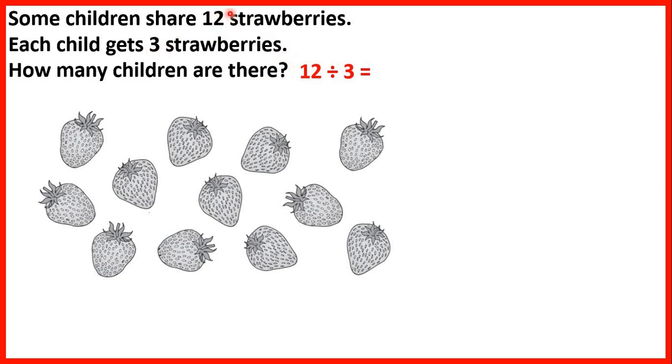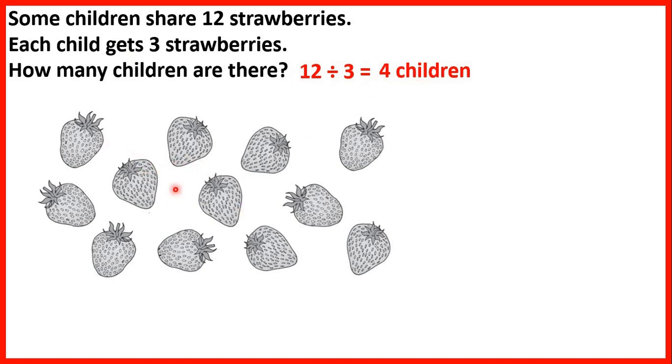And that's because we know the total amount, or the total number, and we know the amount that each child gets. So to work out how many children there are, we need to divide the total amount by the amount that each child gets. And 12 divided by 3 is 4, because 4 times 3 is 12. So there are 4 children.